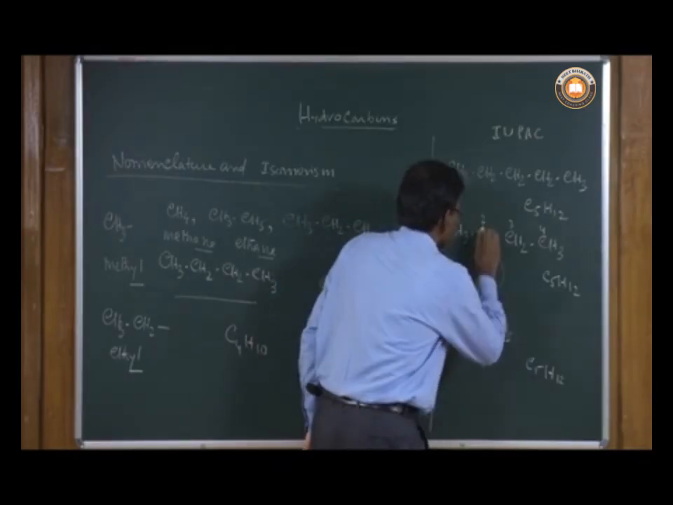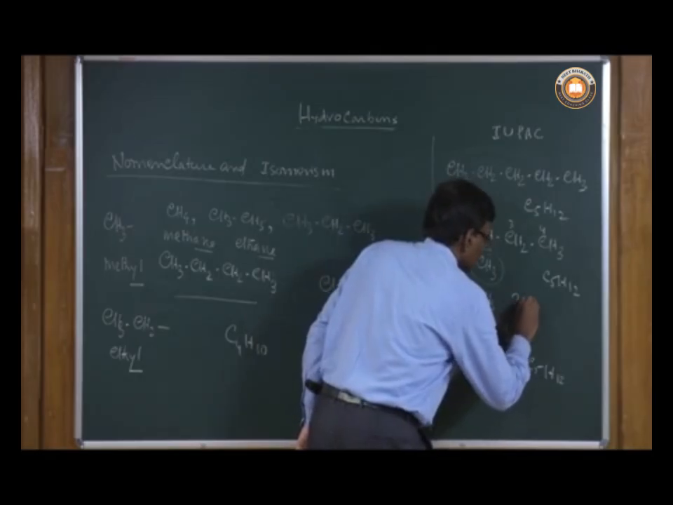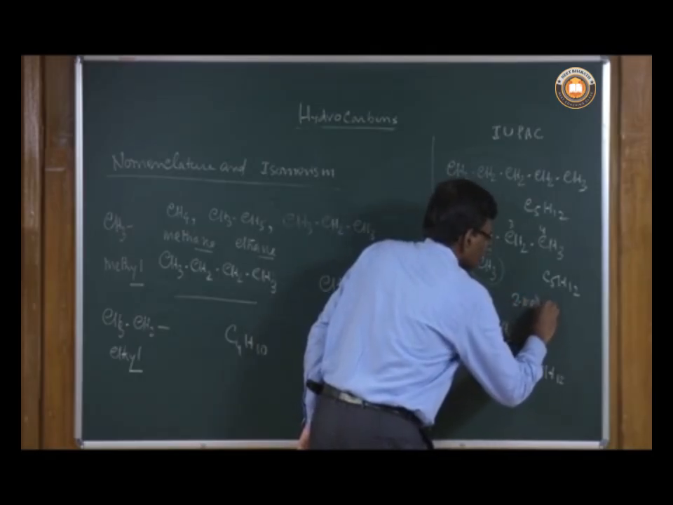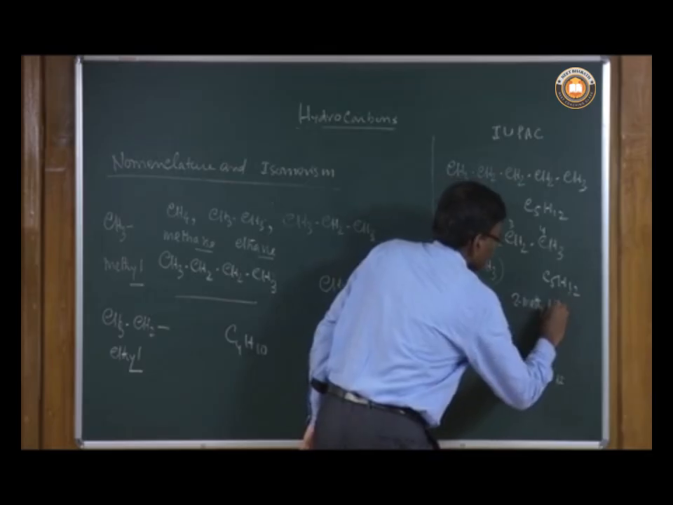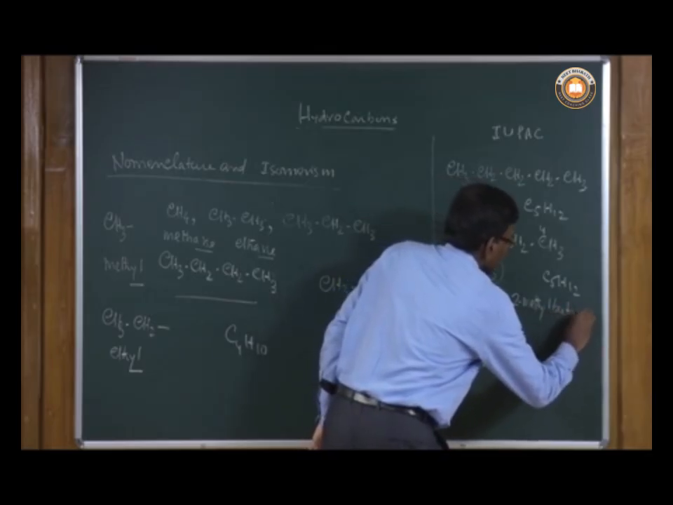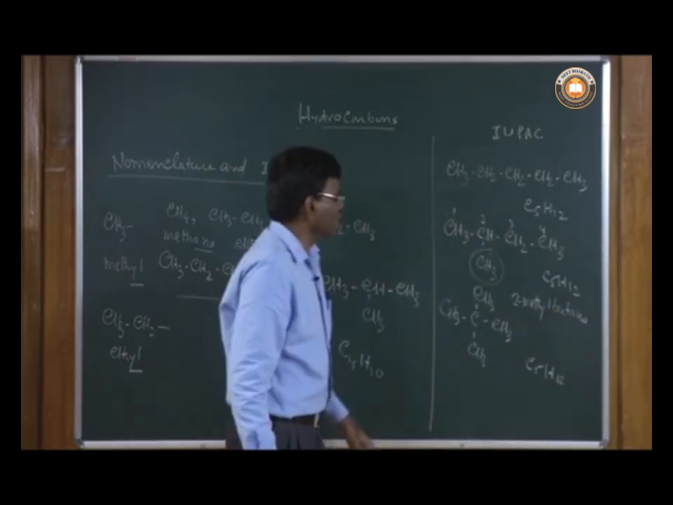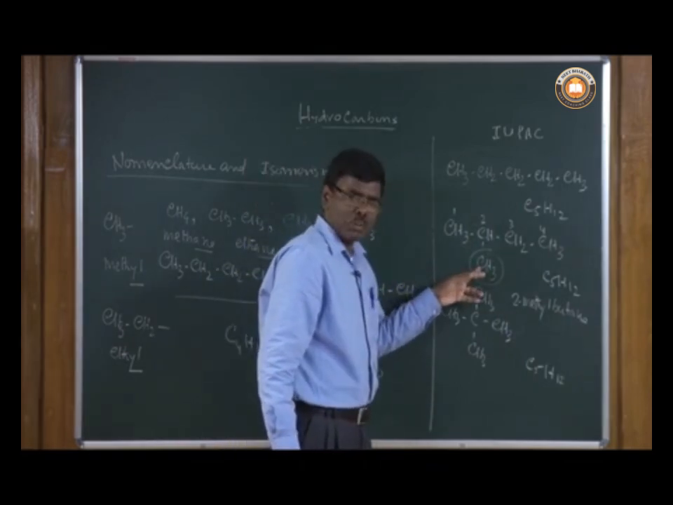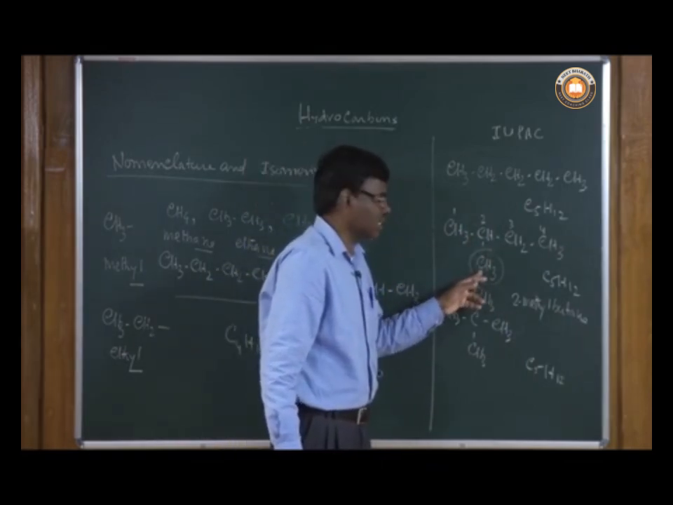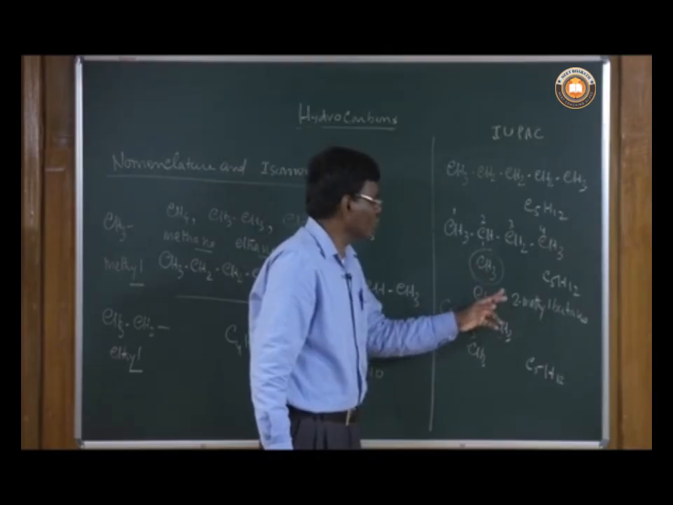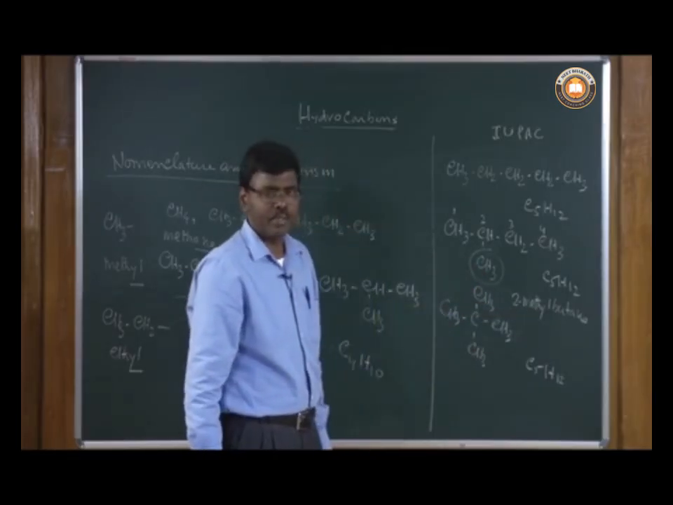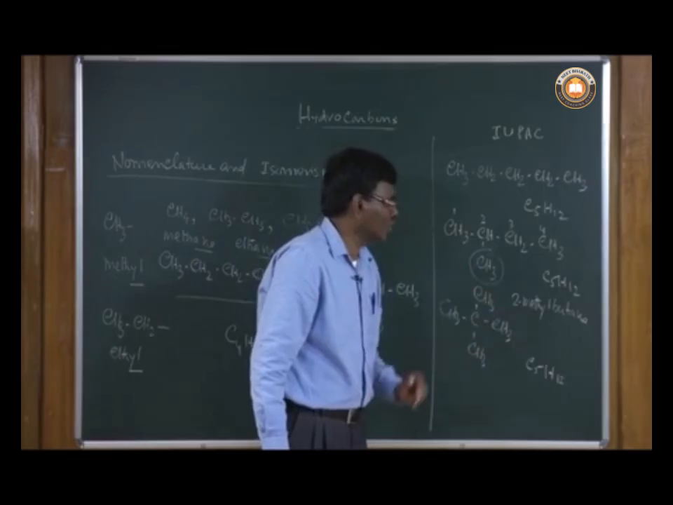In this case, the name is 2-methyl butane. It has 4 carbon atoms. The substitution is present on the second carbon atom, and the substituent is a methyl group, therefore 2-methyl butane. The name of the compound is 2-methyl butane.